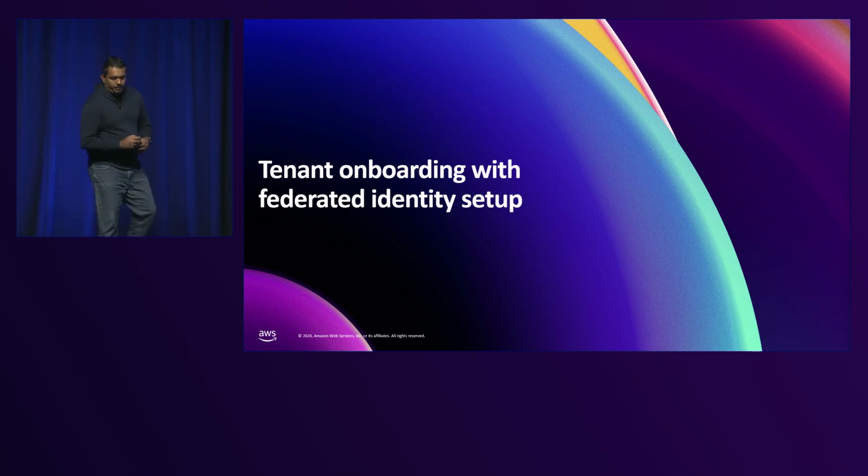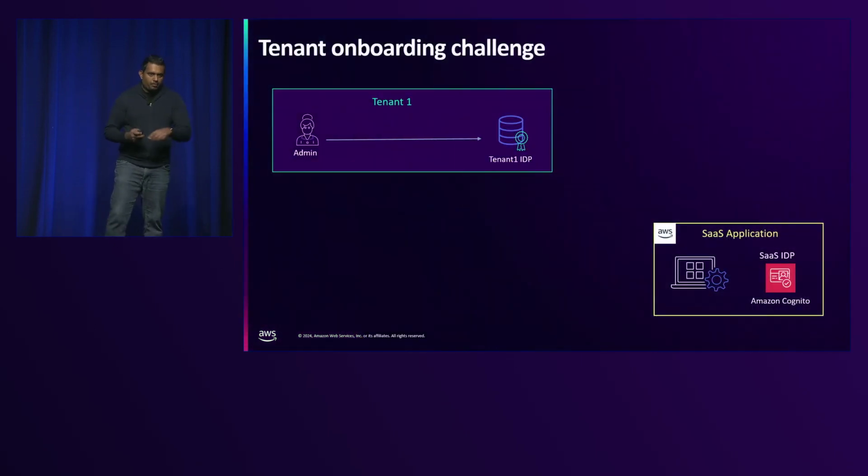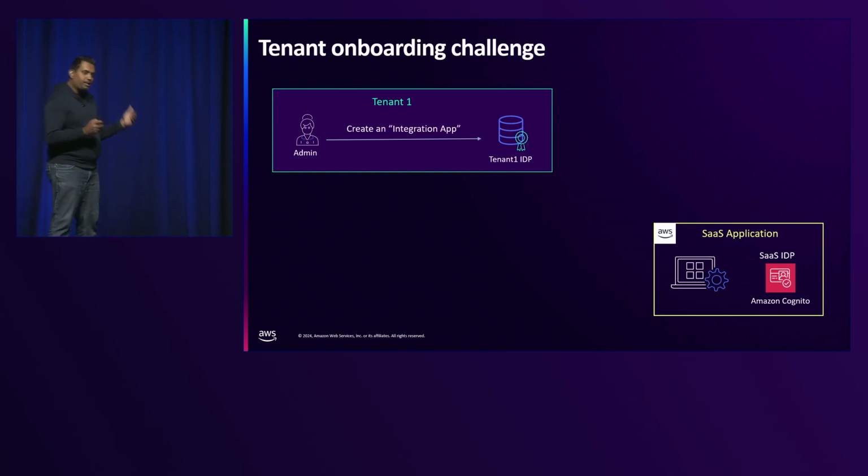Let's start with the onboarding. As an example, I have a SaaS application with Cognito as a SaaS IDP, and I have tenant one with their own IDP to be integrated with federation to the SaaS app. One of the first things I would need to do is create what you call an integration app in the tenant one IDP. This integration app is nothing but an entry point to Cognito to forward the users coming from tenant one for the federation.